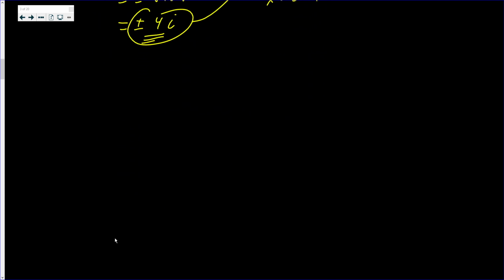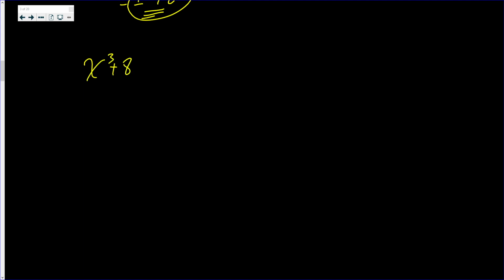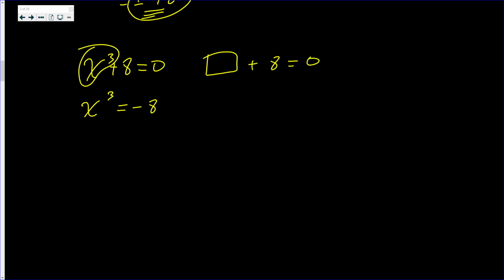Suppose you had x cubed plus 8 equals 0. Well, that means this has to be negative 8. There's only one number to add 8 to get 0, and that's negative 8. In other words, if I ask you to fill in this box, you would put in negative 8. So that must be negative 8. Well, I know what real number to cube to get negative 8. It's negative 2.